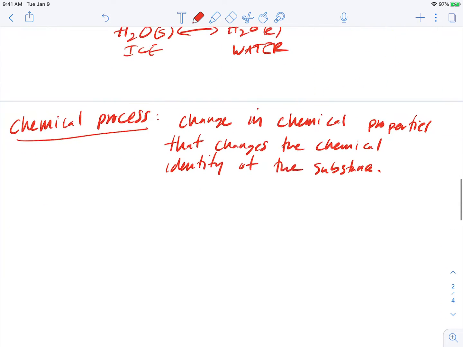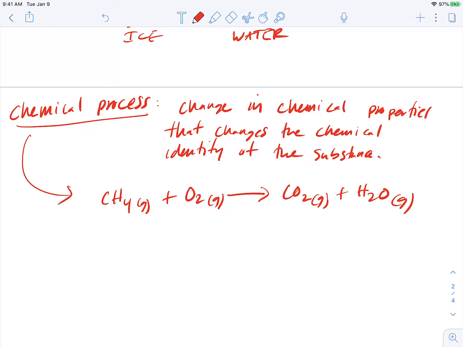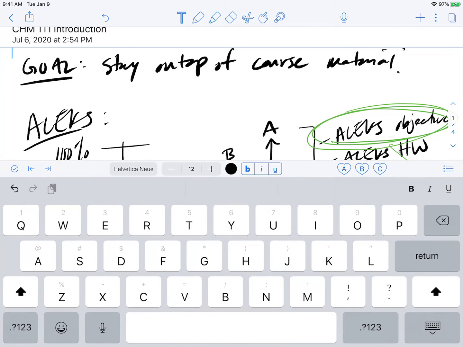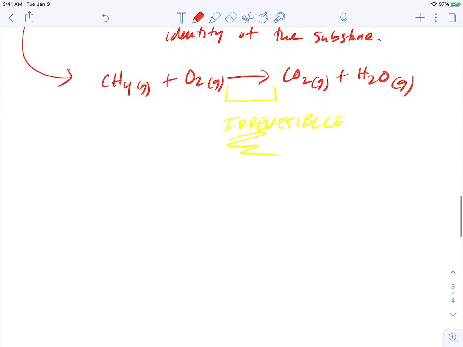Okay, so a good example would be, let's say, a hydrocarbon, like methane gas plus O2, which would combust to form both CO2 gas and water vapor. Now, this is showing us right here that this is irreversible. So it cannot go backwards. Okay, so that's important. Oh, we'll do this back here. Where were we? Here we go.